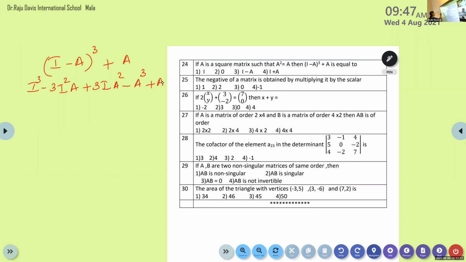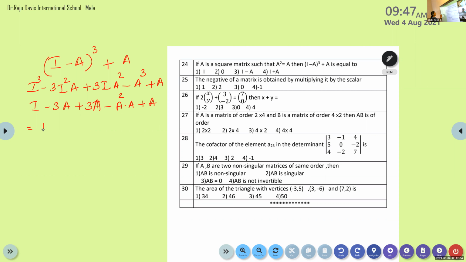So, I cube means you will get I, the identity matrix. But what about I square into A? You will get minus 3A plus 3I into A square, which is A. Again A cube, how can we write? A square into A, plus A.